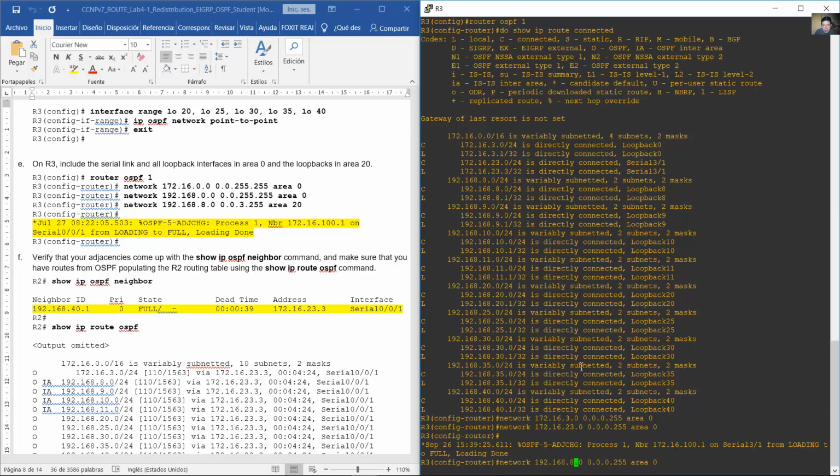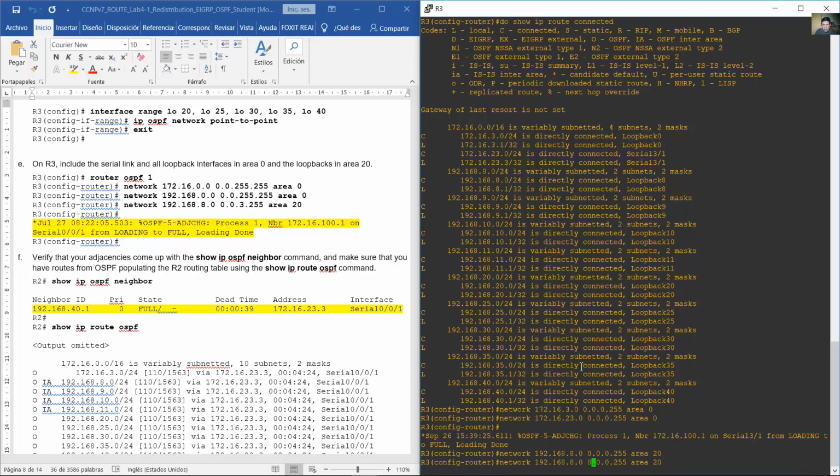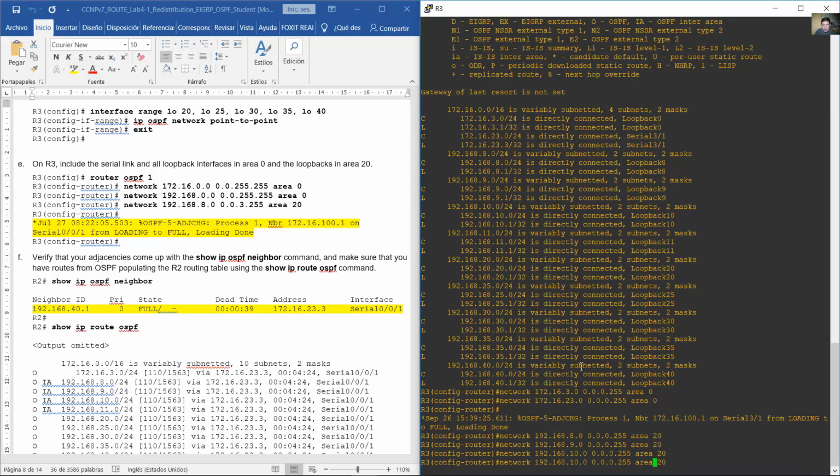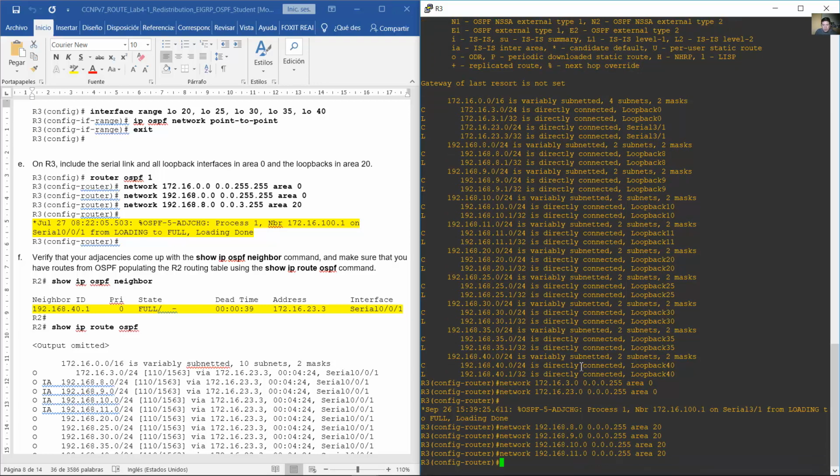8.0 on area 20. 9.0 on 20. 10.0 on 20, and 11.0 on 20.